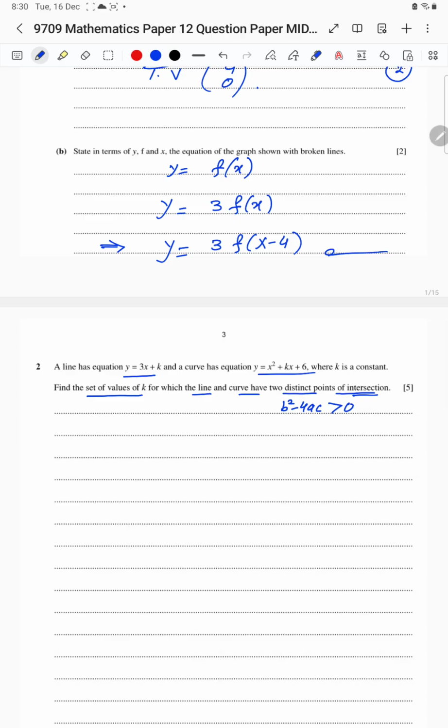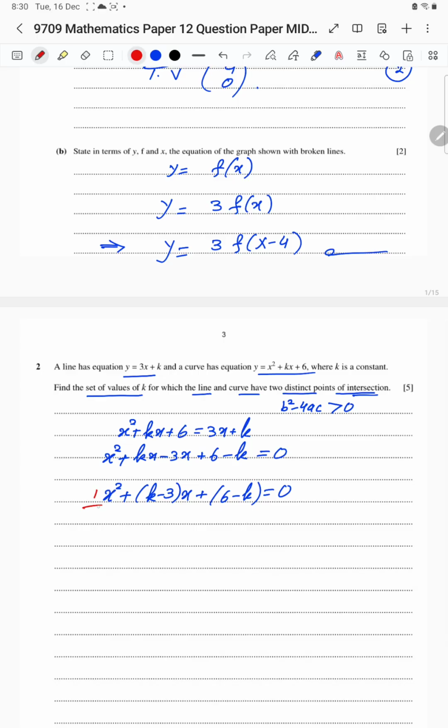Let's start. First of all, we will equate the curve and the line. We will get this one, and bringing all the right hand terms towards the left hand, we get x squared plus kx minus 3x plus 6 minus k equals 0. So x squared plus (k minus 3) times x plus 6 minus k equals 0. This is the quadratic equation. Now we have to apply the condition of the question that it has 2 distinct roots. So here 1 will be a, this is b, and this whole term is c.